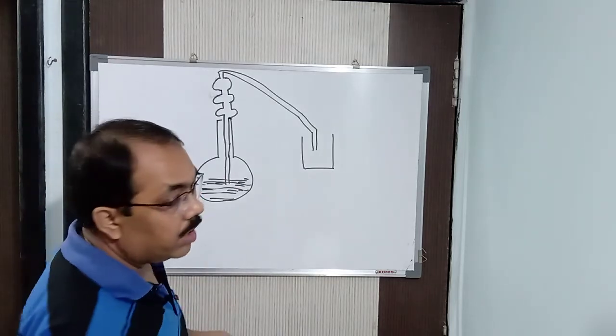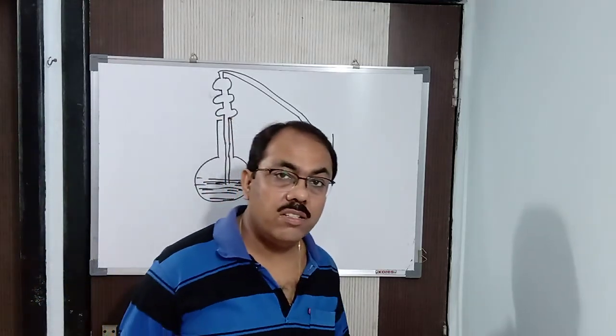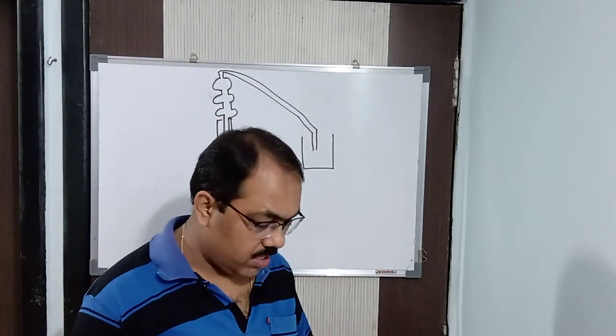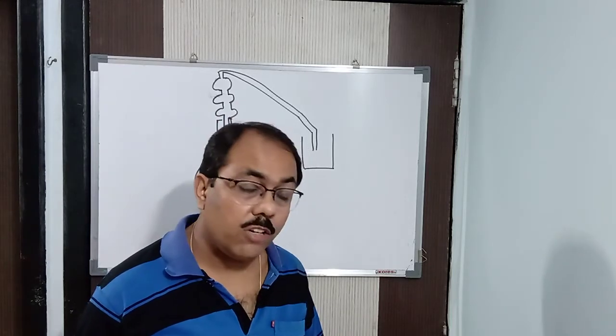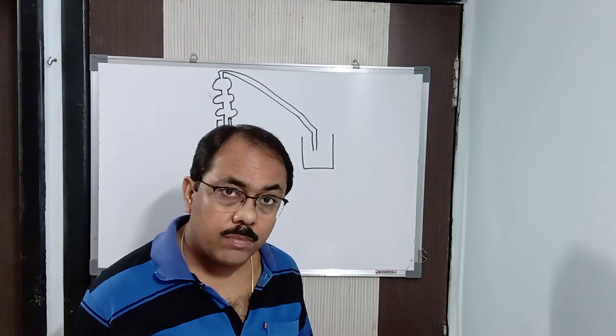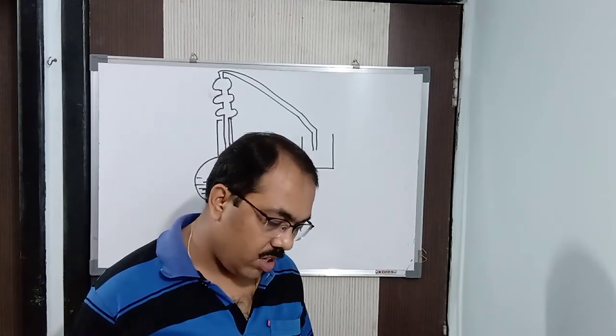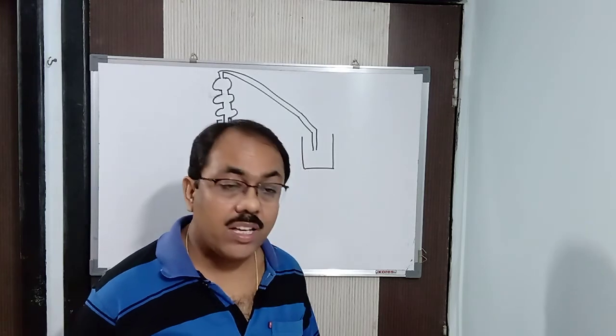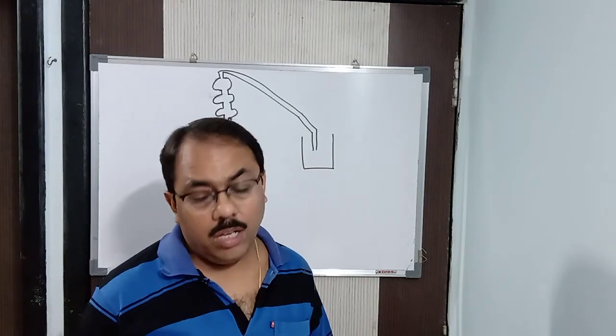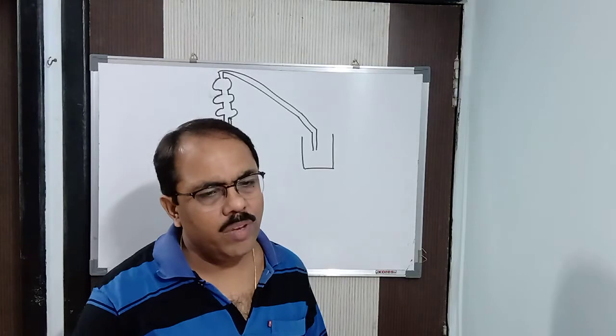Now, generally this method is used to separate two miscible liquids, because till now I was doing solid-liquid mixture. Now it is liquid mixture. Two miscible liquids means ethyl alcohol and water. Then acetone and water. Then methyl alcohol and ethyl alcohol. Acetone, ethyl alcohol, benzene, toluene, liquid oxygen, liquid nitrogen. So many, you can say that.